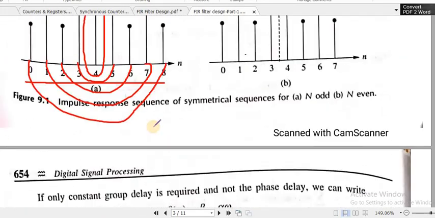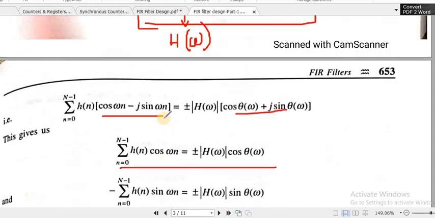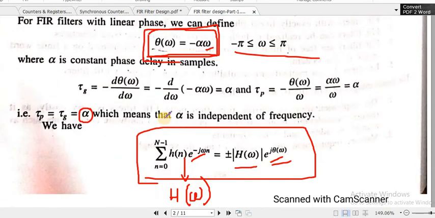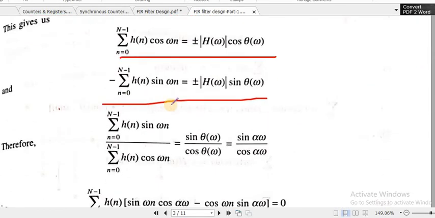So there are total 4 types of FIR filter. The impulse response can be symmetric about the axis or asymmetric about the axis, and the length can be even or odd. So a total of 4 combinations is possible: symmetric even, symmetric odd, asymmetric even, and asymmetric odd. So these are the 4 types of linear phase FIR filter possible.